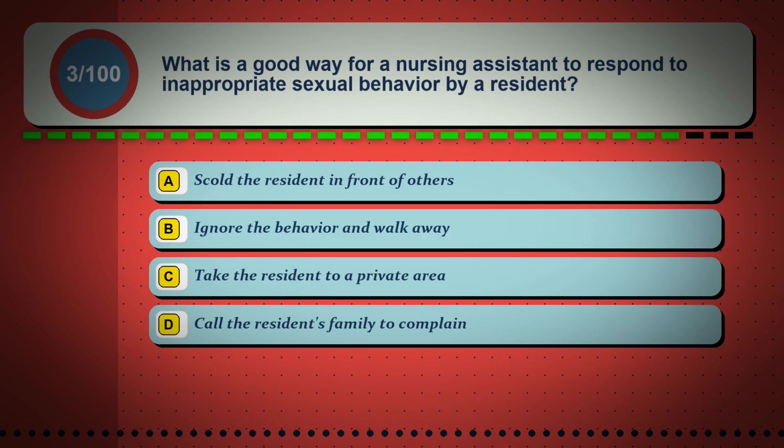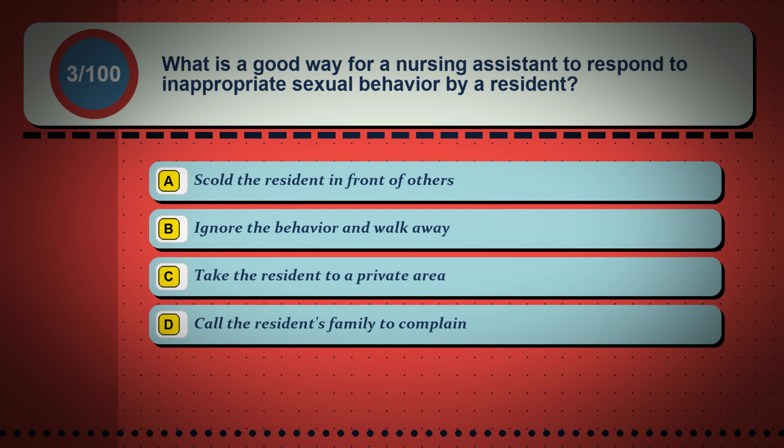Question 3. What is a good way for a nursing assistant to respond to inappropriate sexual behavior by a resident? Option A. Scold the resident in front of others. Option B. Ignore the behavior and walk away. Option C. Take the resident to a private area. Option D. Call the resident's family to complain.